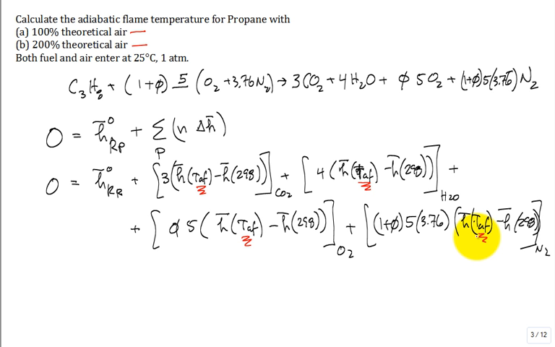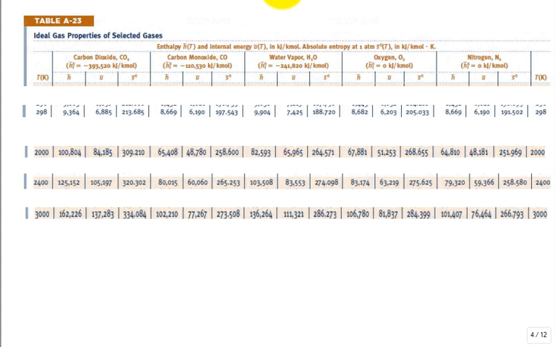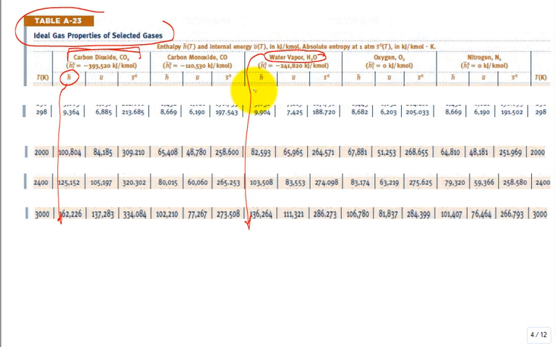If I want to do a great job of solving for this, I want to use table A23, which gives me the ideal gas properties of selected gases. When every one of those products goes out as a product, it's going out as an ideal gas. And so that's why they give us the carbon dioxide column, and I'm interested in H bar. That's why they give us the water vapor column. I'm interested in H bar, this H bar. The oxygen as well as the nitrogen.